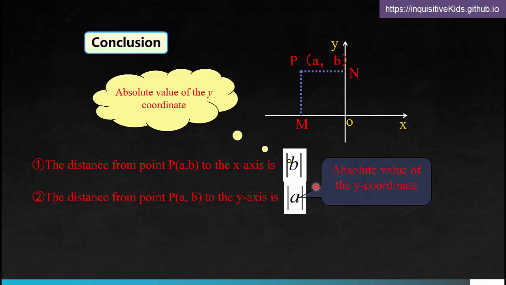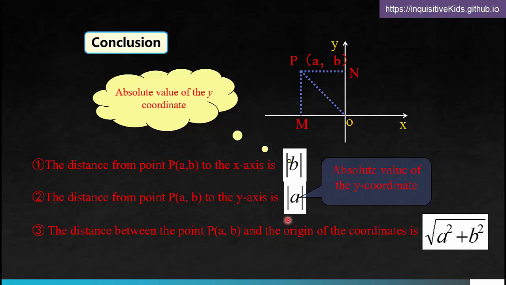The distance from point P to the y-axis would be the absolute value of a, right? So a is the x-coordinate in this case, and we just take the absolute value of that. And for the distance between the point P(a, b) and the origin of the coordinates, it would be the square root of the sum of a squared and b squared. So again, using the Pythagorean theorem.